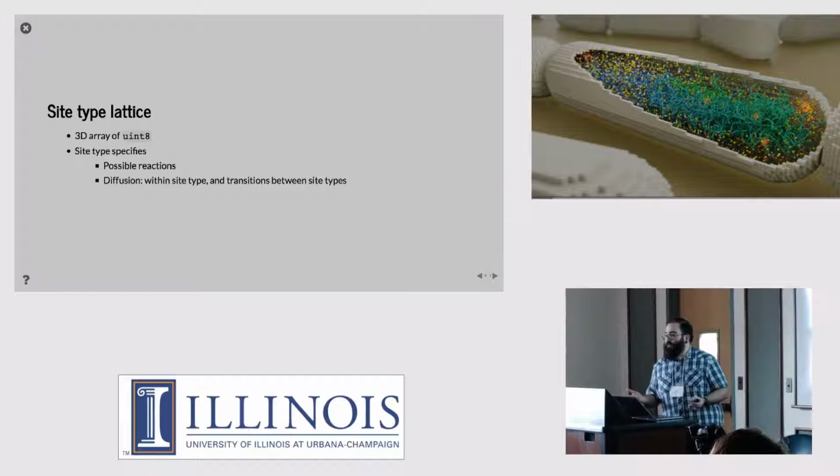So I'm going to remind you guys what the site type lattice is in Lattice Microbes. It is just a three-dimensional array with a size of the lattice size. Each point in the lattice represents some compartment, some part of a compartment in the cell. And each element of that three-dimensional array is just a byte, so that means there can be 256 different site types.